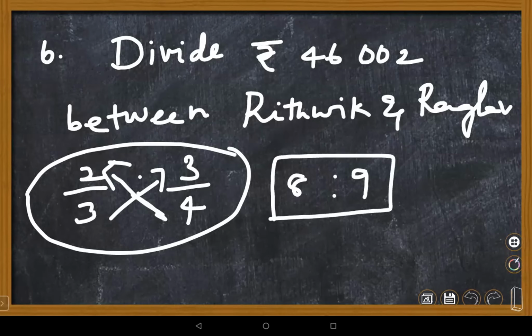If any fractional form is given, you just do cross multiplication. Ma'am, we have to add them actually. Yeah, 8 plus 9 you have to add up. You will get 17. Ma'am, so Ritvik's share will be 8 by 17 into 46,002. Wonderful. Whereas Raghav's share is 9 by 17 into 46,000. Or else you have to subtract: once you get Ritvik's, you need to subtract from the total amount also. That is also true, children. You can do in any method. Please find out, children.